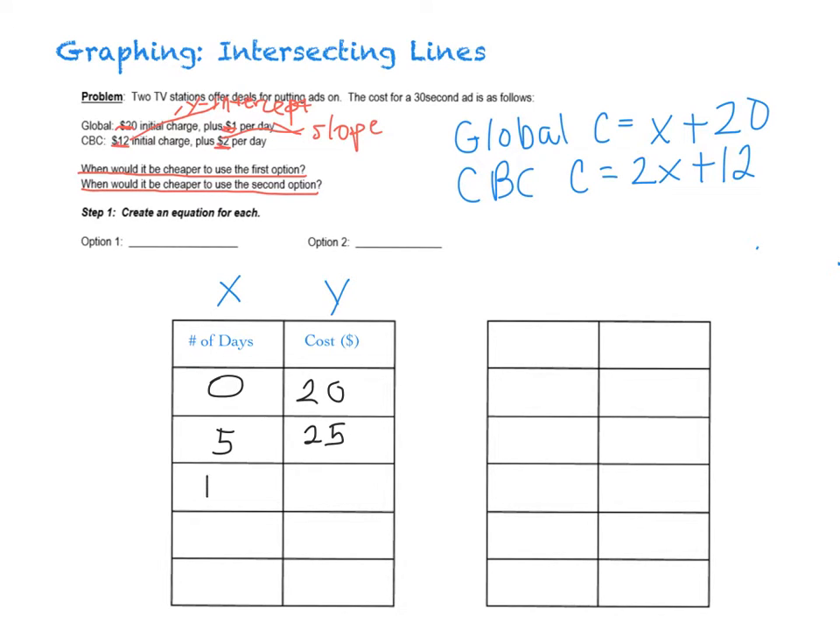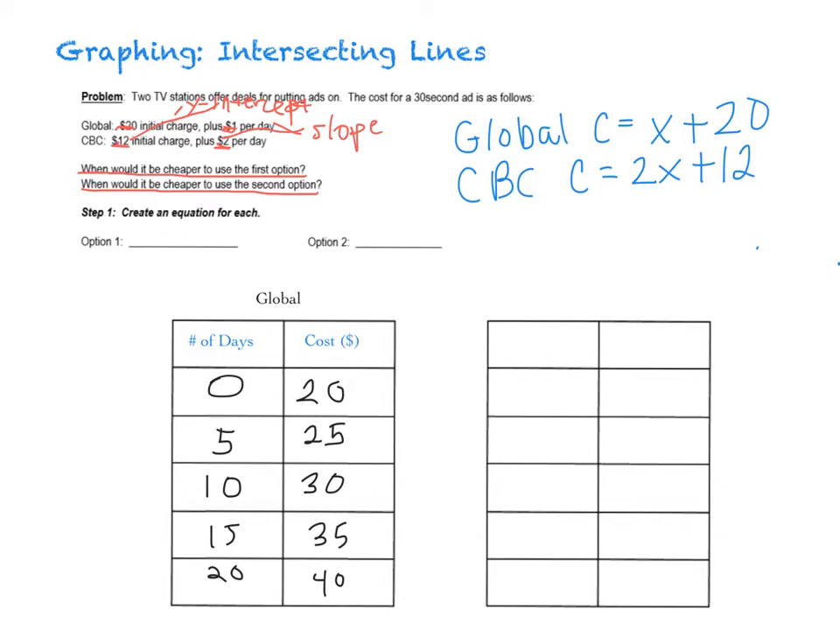And then I'm going to do here 10 and 15 and 20, and this is going to go up by 5 each time, or the y column is going to go up by 5 each time because it's $1 per day, and I'm going to be going up by 5 days. So the next one's going to be 30, 35, and 40. All right, so I have a table of values for Global here.